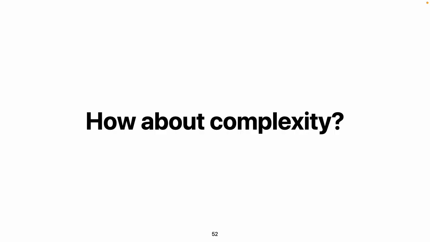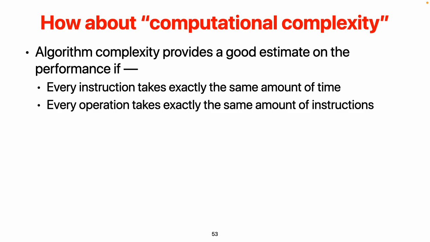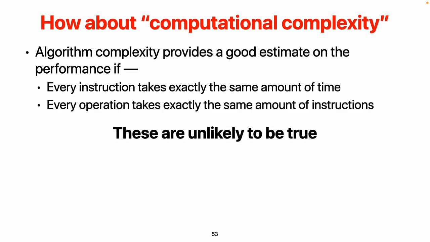A lot of you will be asking, okay, why are we still caring about complexity, right? And the answer for me is, well, complexity provides a good estimate of the performance if one day every instruction would take exactly the same amount of time, if one day every operation would take exactly the same amount of instructions, then algorithm complexity would really make sense. If one day. Do you think that one day is coming? I don't say it's unlikely to be true, right?